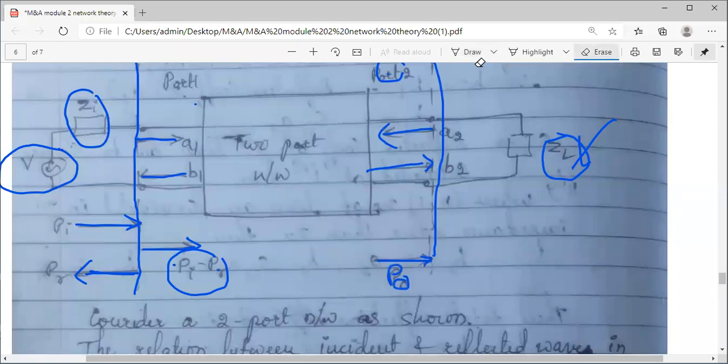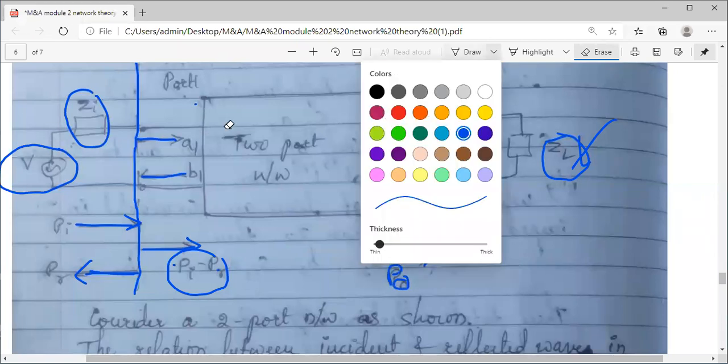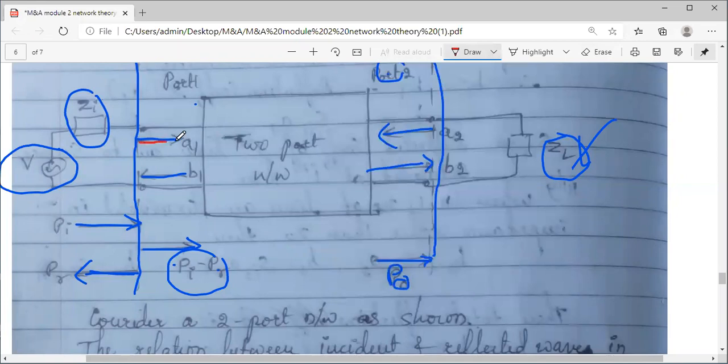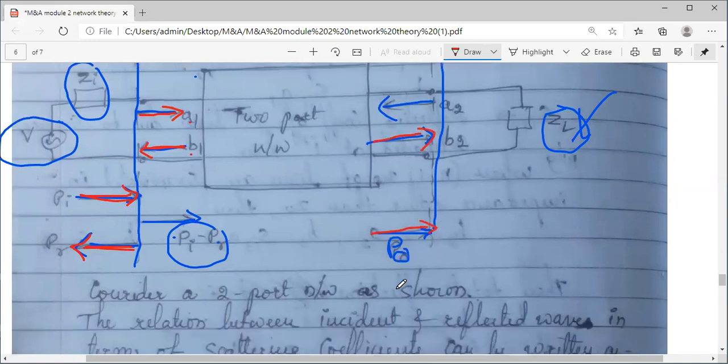Now, you can observe one thing here. Check the directions of A1 and B1, and Pi and PR. Whatever incident wave is there, the same direction you have power also. Similarly, B1 is the reflected wave, and the same direction is for the power PR. Similarly, B2 has the same direction as P0. I'll tell you why I'm telling you the directions.